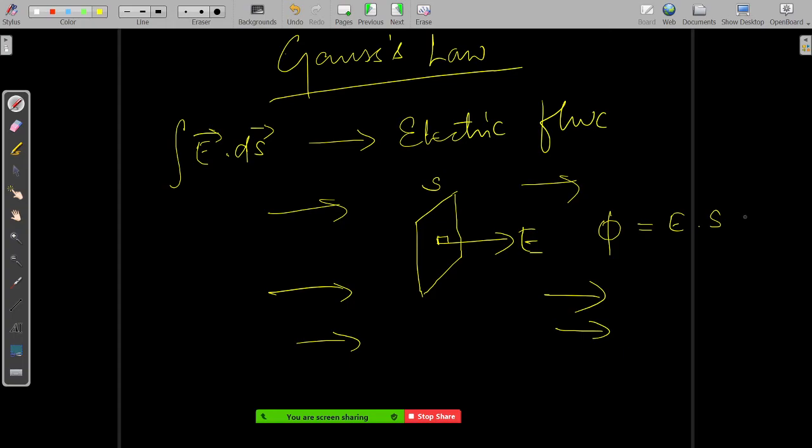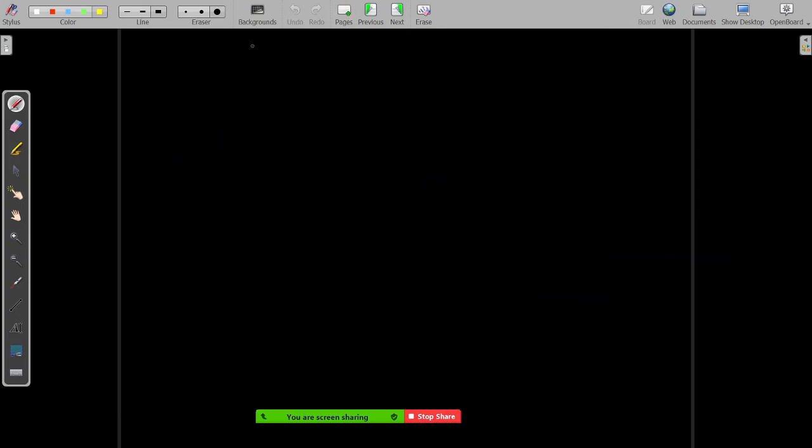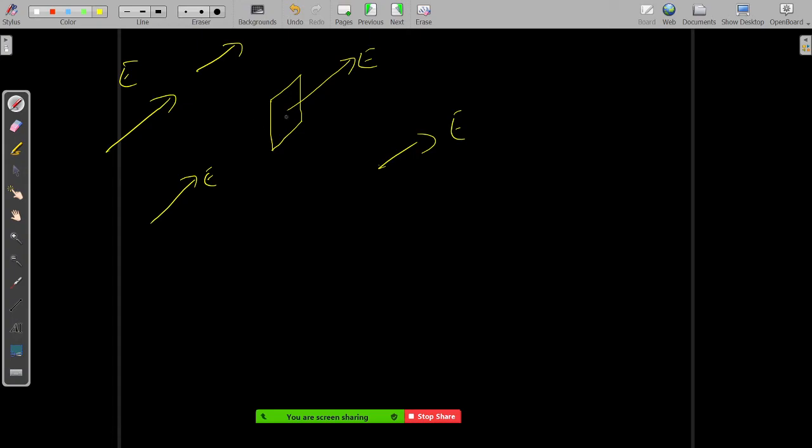Now the problem is it may happen that your surface may not be perpendicular to the electric field. In that case, let's say there is the same surface we have assumed, and the electric field in this region is in this direction. So there is some angle, and the electric field is not perpendicular to the surface.